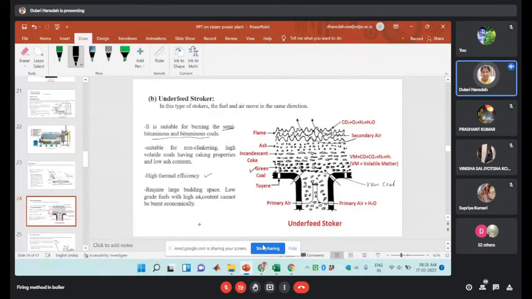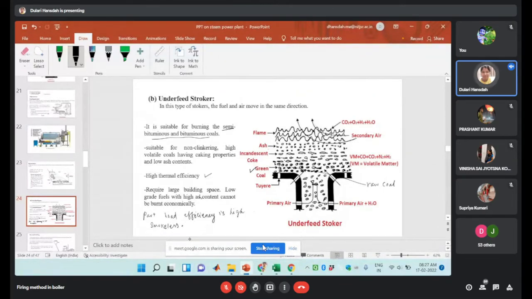As I've already told you, it is having high thermal efficiency, and the combustion rate is more as compared to your overfeed stoker. Here the grate will be self cleaning itself. So in this case, the part load efficiency. Here also we can use different varieties of coals. High steam rate generation will be there. In this case, the gas will be smokeless.